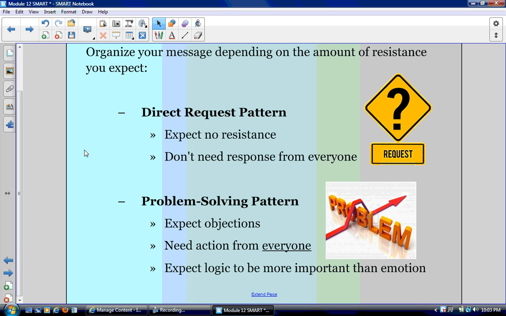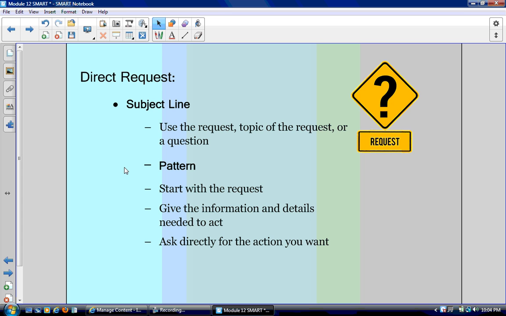Problem solving is appropriate when you need action from everyone. So everyone has to buy in. This would be something like a policy change that everyone has to be a part of. Very much like in your negative message when you were writing about eliminating dress down Fridays, or other kinds of changes to the office workplace, and that everyone has to comply. And so in that case, you're going to expect the logic is going to be more important than the emotion. That would also be when the problem-solving pattern would work. We're going to try to downplay, again, emotions and personal kinds of things in a lot of these messages. For the most part, we're going to try to work toward evidence and appealing to people's logic and common sense.